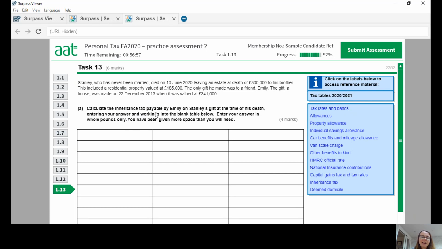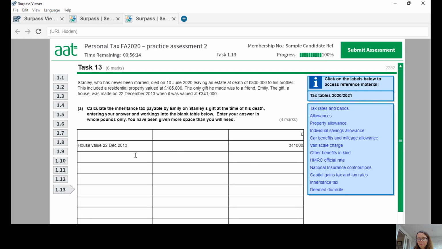So what we asked: calculate the inheritance tax payable by Emily on Stanley's gift at the time of his death. Enter your answer and workings into the blank table below. Right, okay, so I'm going to use that as a pound sign. Make sure you read the question carefully. Payable by Emily. So we're not worried about the death estate, we're worried about the gift. So, house. Value. I suppose we could put the date. 341,000.